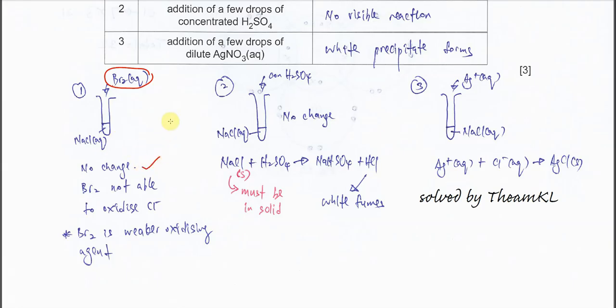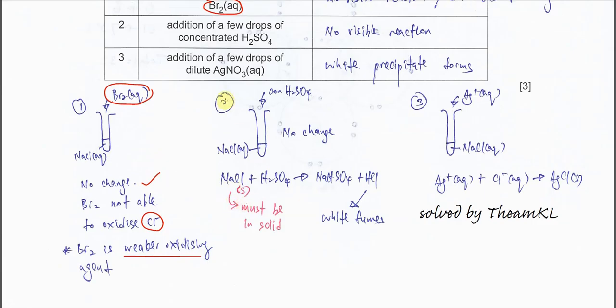Why no change? Because we know that bromine is a weaker oxidizing agent, so it's not really able to oxidize chloride to chlorine. If, let's say, we push fluorine gas into this sodium chloride solution, then the fluorine will oxidize the chloride. Bromine cannot, because bromine is a weaker oxidizing agent. So we see nothing, no change, no reaction there.